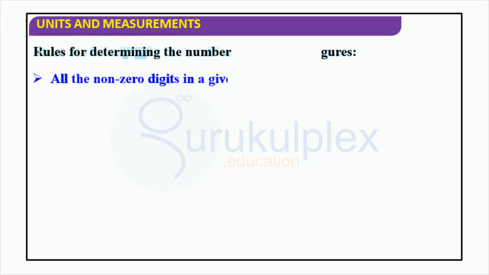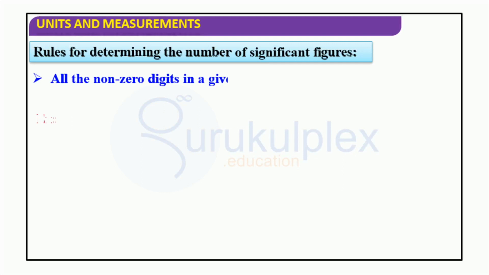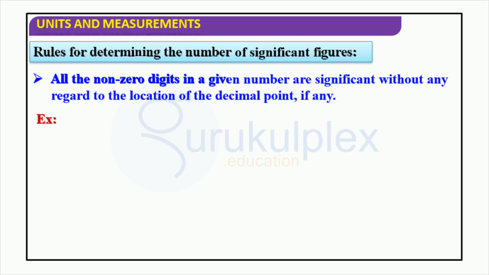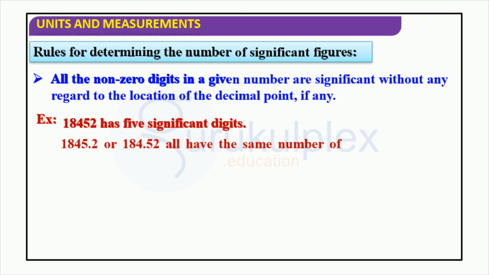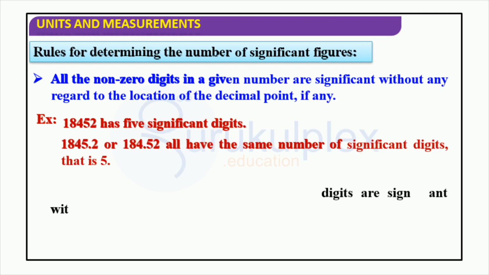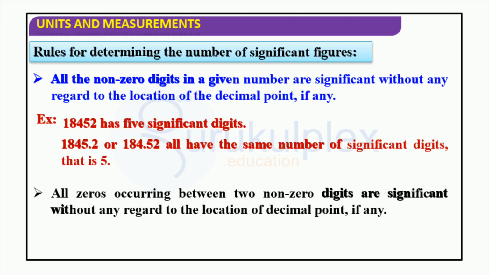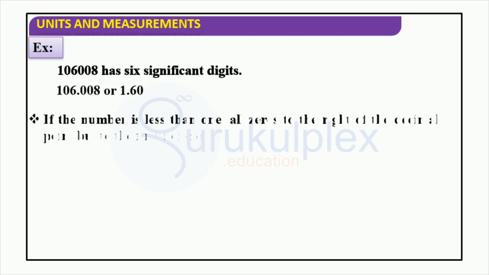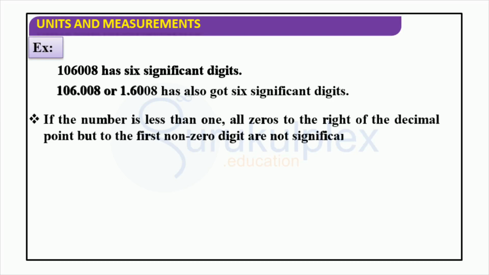When determining the number of significant figures in a given number, all the non-zero digits are significant. This includes any zeros that occur between two non-zero digits. For example, 18,452 has 5 significant digits, and 1,845.2 and 184.52 also have 5 significant digits. When dealing with numbers, knowing how many of the digits are significant is essential.